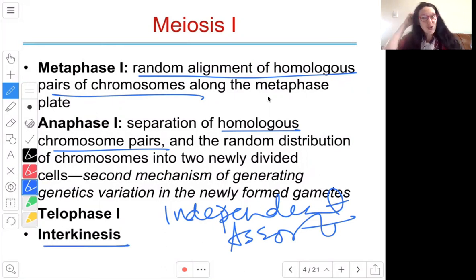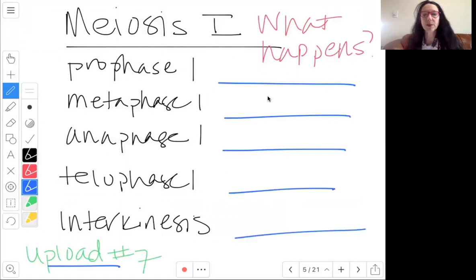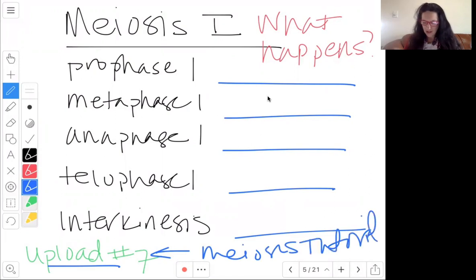Interkinesis is just cytokinesis, but they call it interkinesis because it's not done yet. We're not done. It's just meiosis I. All right, so we're going to do a little what happens during these, and then you're going to take a screenshot and upload it to number 7. So just write it out. It's a fill in the blank. Super easy, super simple. Take a screenshot, upload to number 7 in meiosis tutorial phases in Canvas. So go ahead, take a pause here and make that happen.